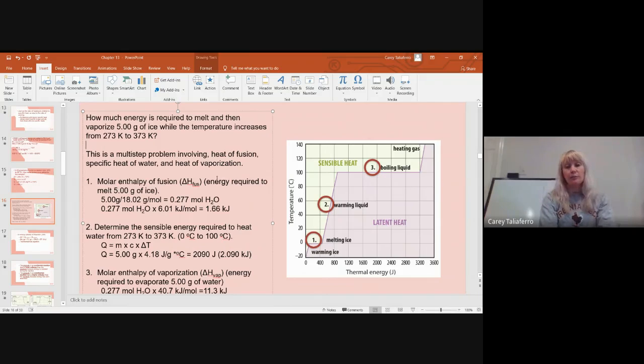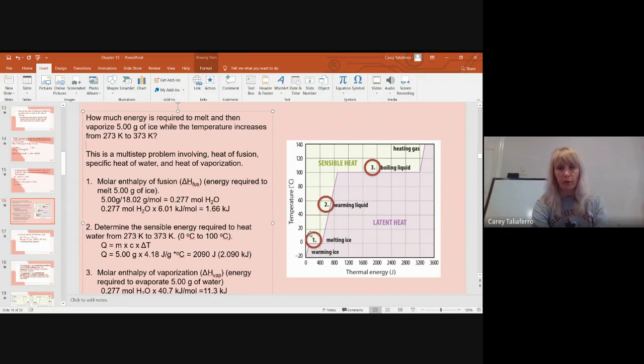We have to use multiple values. We have to use the heat of fusion, the specific heat of water, and the heat of vaporization because we're going through a melting process. We're going through a heating process where you're just needing to use the specific heat. And then we have to take into account the heat of vaporization, how much energy is required to vaporize 5 grams of now water. All right, so here's where this starts.